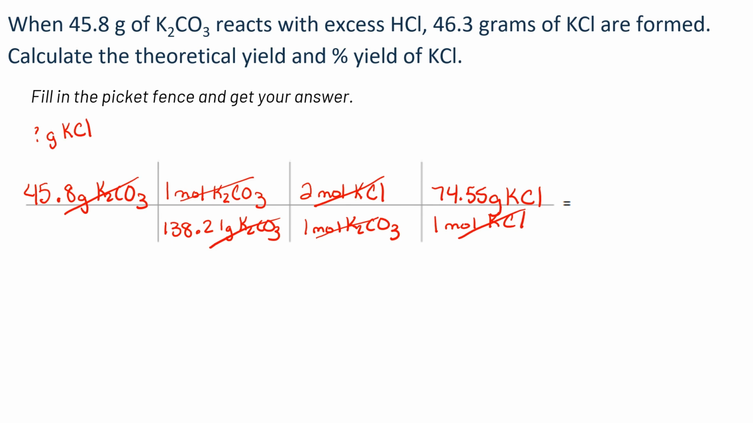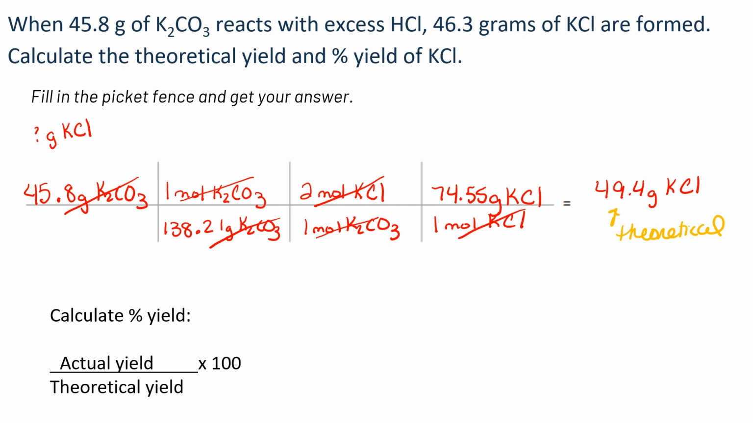So now I'm going to put this into my calculator. It's going to give me 49.4 grams of potassium chloride, and this is my theoretical yield. In a perfect world, that's how much potassium chloride I would get.